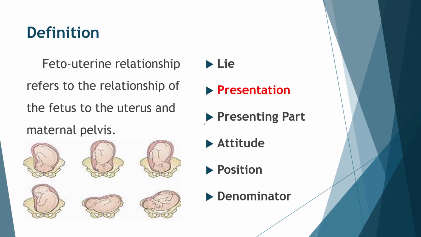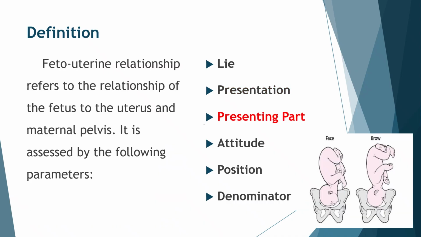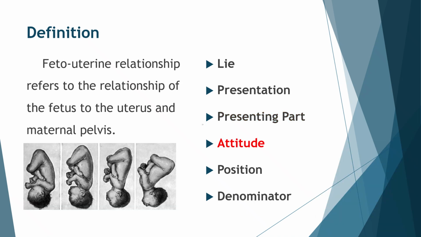Then, we look at presentation, which means the part of the baby that comes towards the birth canal first. Next is the presenting part, which is the exact part that can be felt during examination. We also assess attitude, which refers to the posture of the baby inside the uterus. Normally, the baby keeps its head bent forward and limbs folded close to the body.